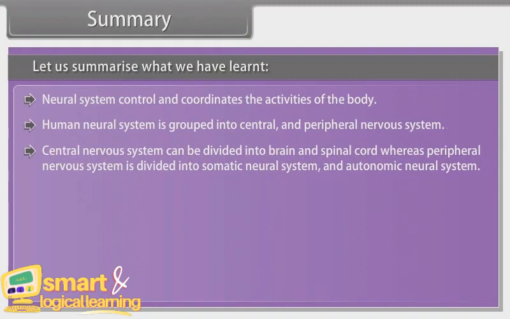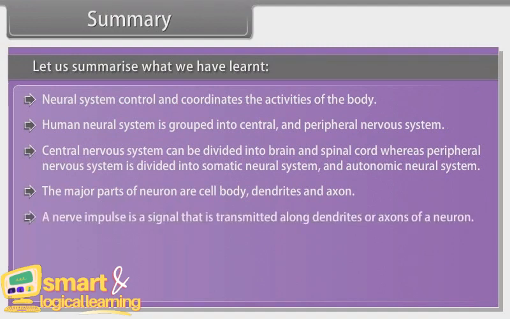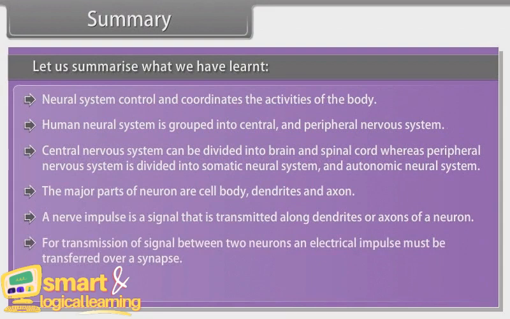The major parts of a neuron are the cell body, dendrites, and axon. A nerve impulse is a signal that is transmitted along the dendrites or axons of a neuron. For transmission of signals between two neurons, an electrical impulse must be transferred over a synapse. The human brain can be divided into forebrain, midbrain, and hindbrain.